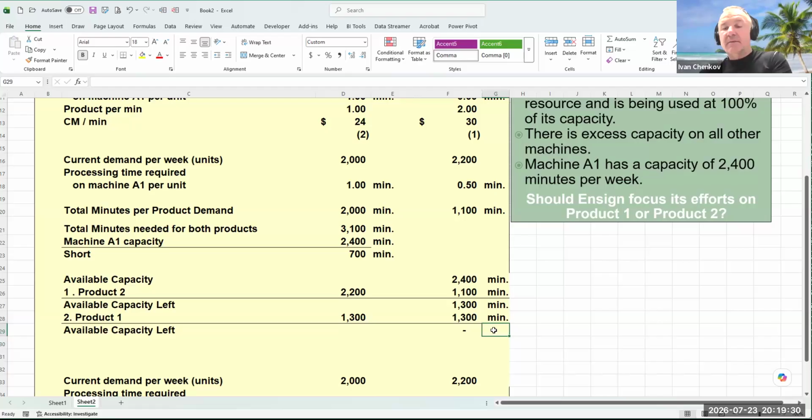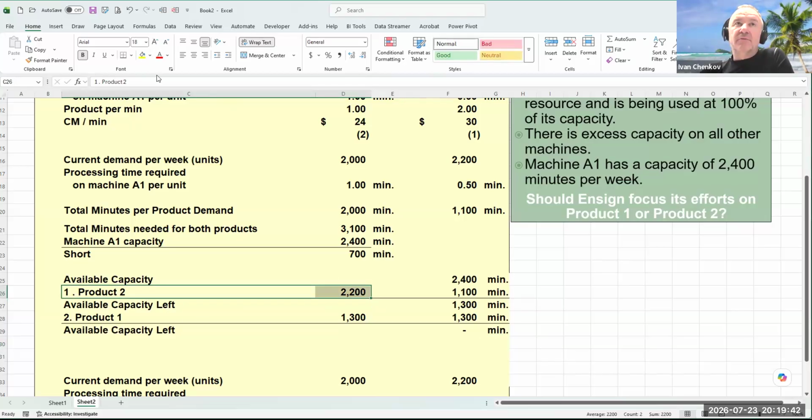That's the only way to maximize my profit within the constraint of this machine that I have. So if I want the winning strategy, for which product I should focus first and which second, I should produce the entire demand for product two, and after that, for product one, only 1,300 units. Let's go back to the slides.